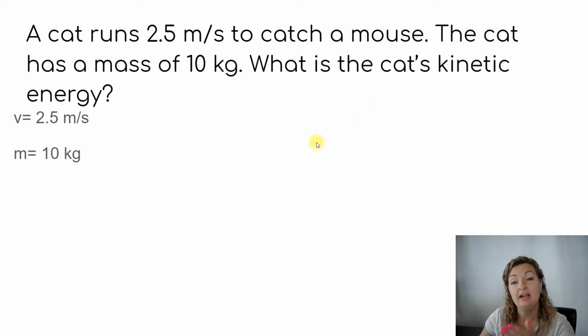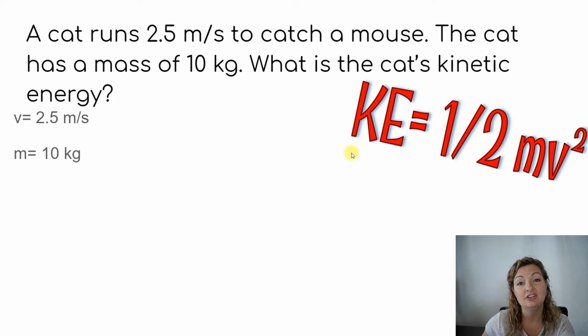So we need to revert back to our formula and check it out. So our formula is kinetic energy equals 1/2 mv squared. And that's all we need in order to solve this problem is those two variables, the m and the v, and we have them now. So now we have to substitute it in and solve with our calculator.